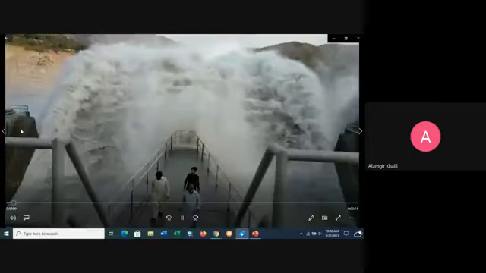So you can see here, this is the hydraulic jump. Water depth changes from supercritical to subcritical. This is hydraulic jump.